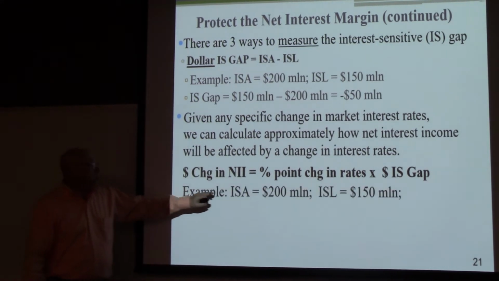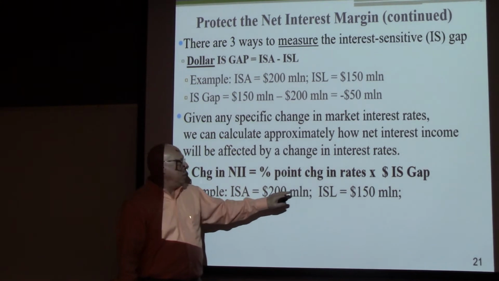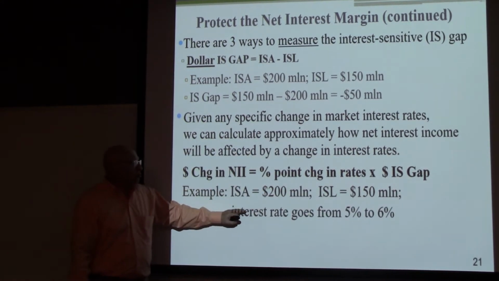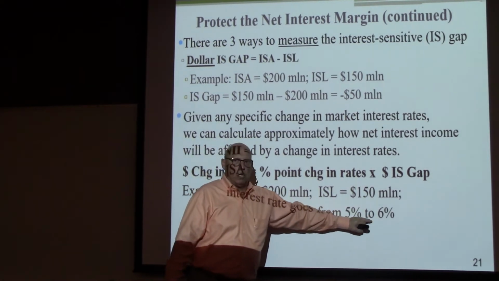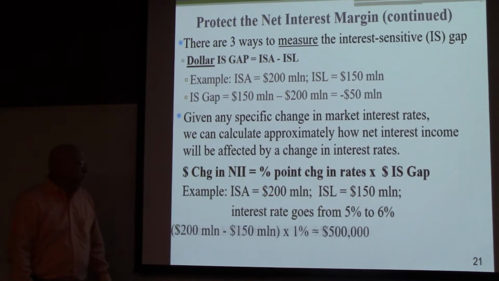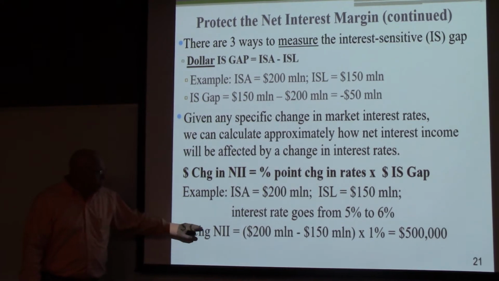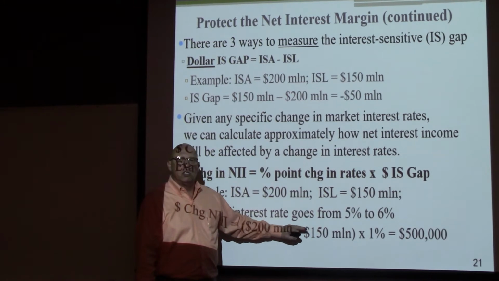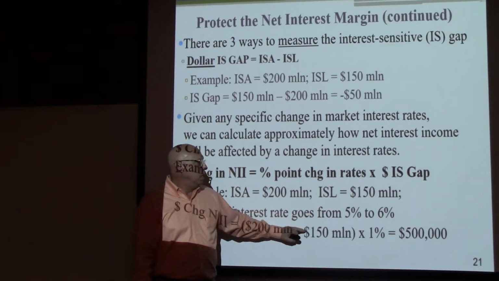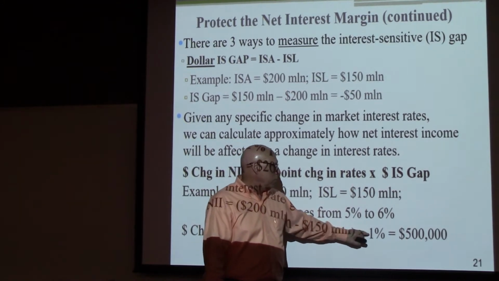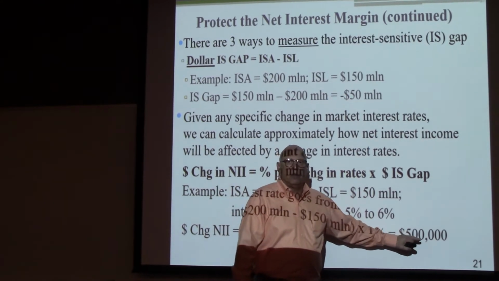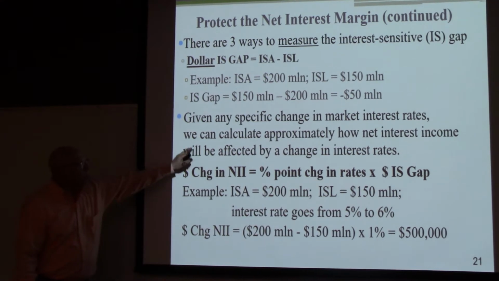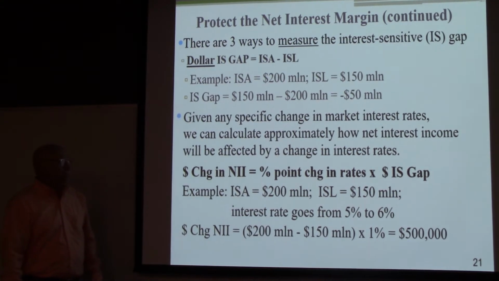For example, interest-sensitive assets, 200 million, interest-sensitive liabilities, 150 million. The interest rate goes from 5% to 6%. The dollar change in net interest income is 200 million minus 150 million, which is the interest-sensitive gap, 50 million, times 1%, which is 500,000. So net interest income will change by 500,000 for this bank in this position.